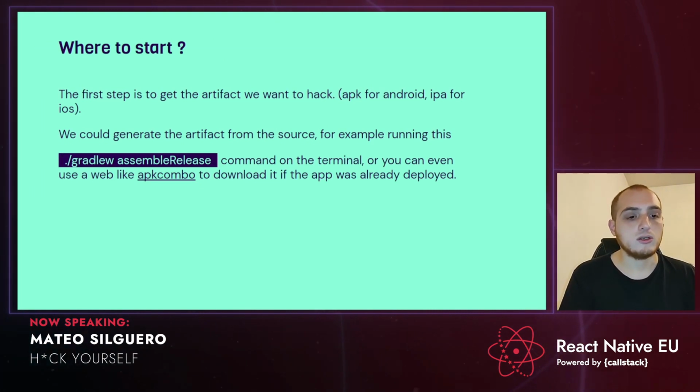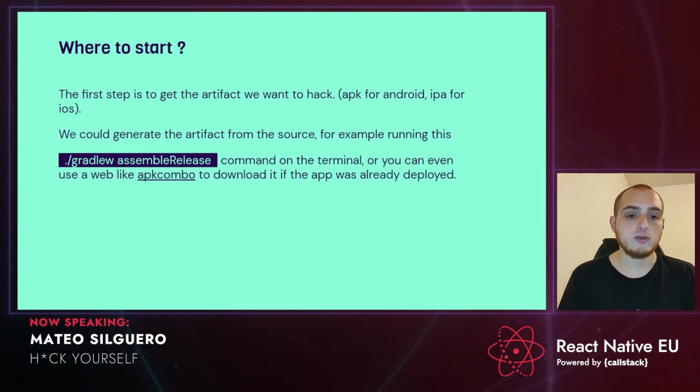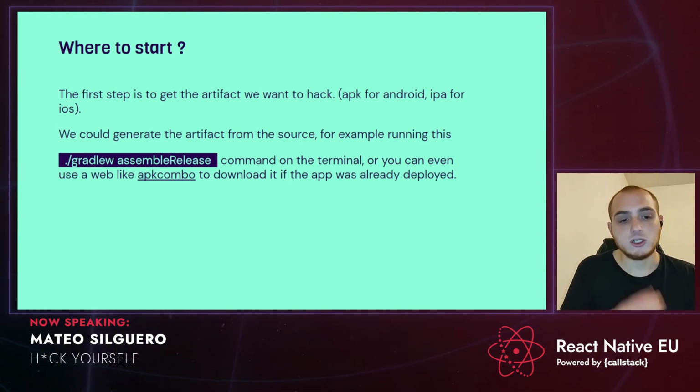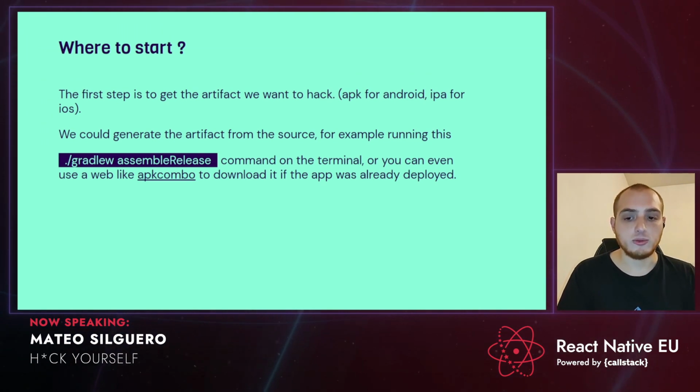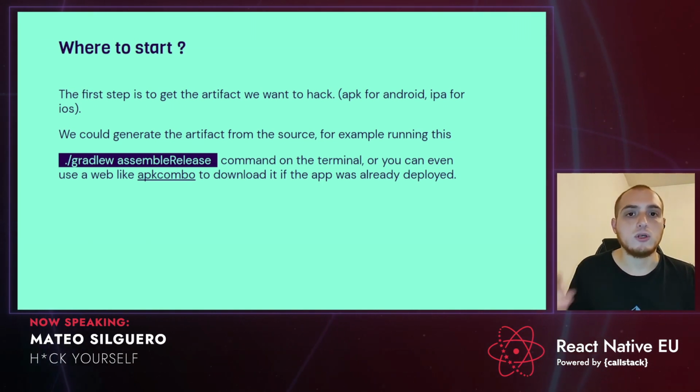Where to start? The first step is to get the artifact we want to hack. It will be an APK for Android or an IPA for iOS. We could generate the artifact from the source, for example, running the Gradle assemble command on the terminal or whatever command you have configured on your project. Or you can even use a website like APKCombo to download it if the app was already deployed.